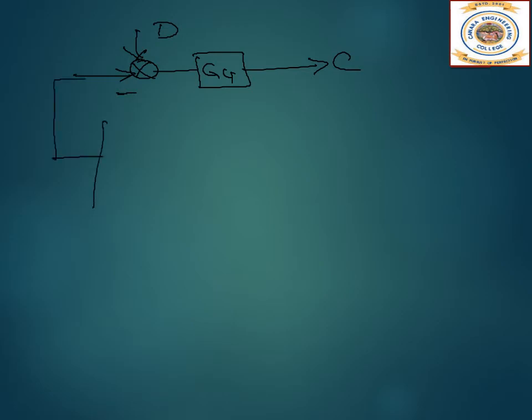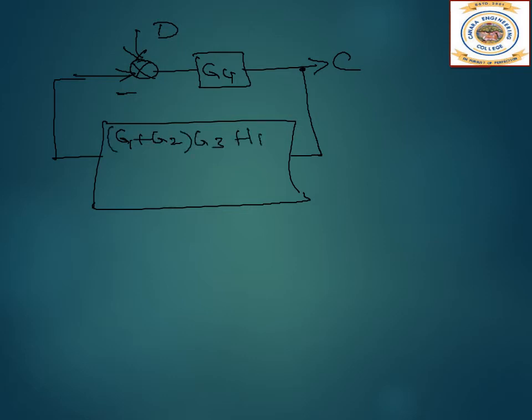This we had over here, D I will write over here, and we have G4 over here, and this is C, and this minus sign I'll put over here. And whatever is in series, I'll multiply and write it over here. So we had G1 plus G2, and we had G3, and we had H1, whole divided by 1 plus G3H2.